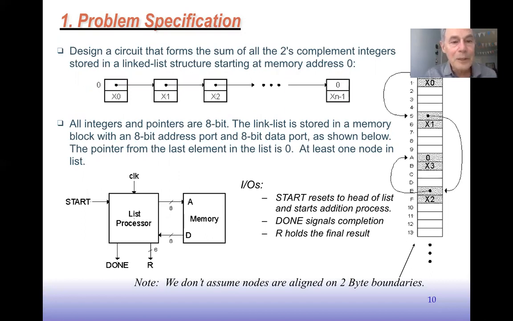Okay, so we're going to try to follow that technique with our design example here. So here's the problem specification. It's number 1. We want to design a circuit that forms the sum of all the 2's complement integers stored in a linked list structure, starting at memory location. The structure starts at memory address 0.